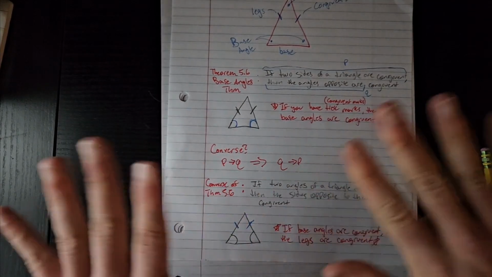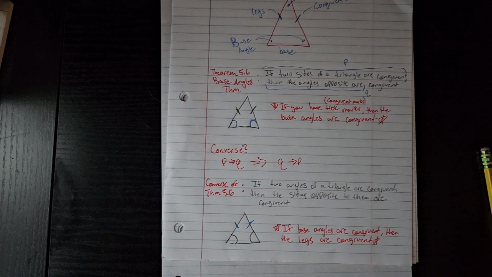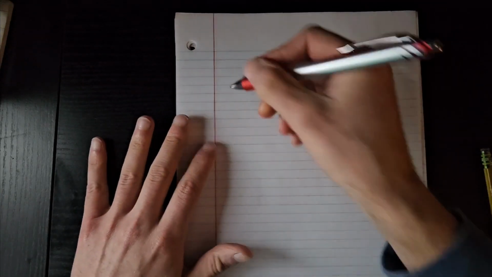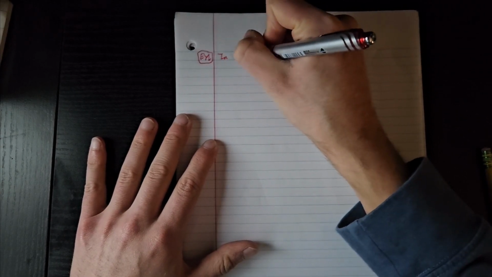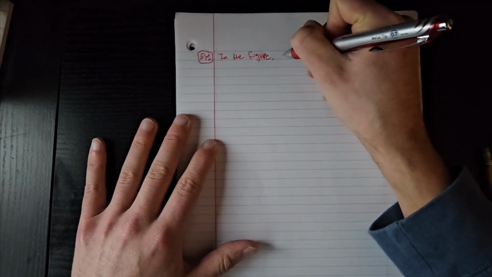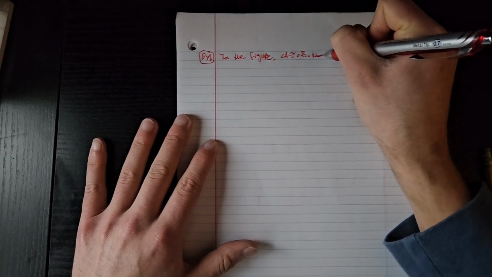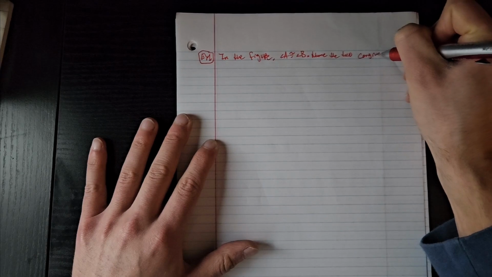Cool. That's isosceles triangles, and those are the two theorems that we can work with when we are starting to solve isosceles triangles as well. So we're going to do an example of that, and it will be our example 1. In the figure that I will draw, angle A is congruent to angle B, and we need to name the two congruent sides.